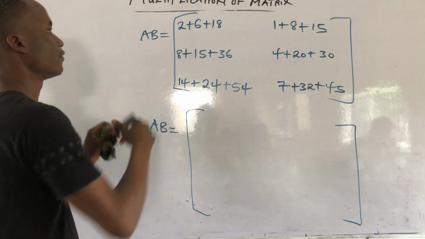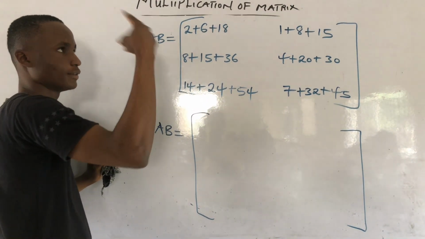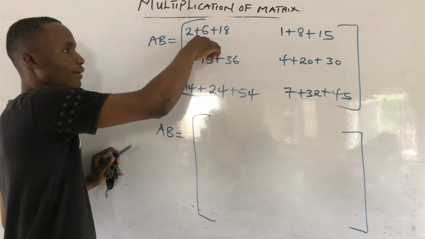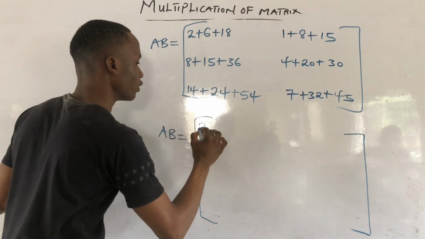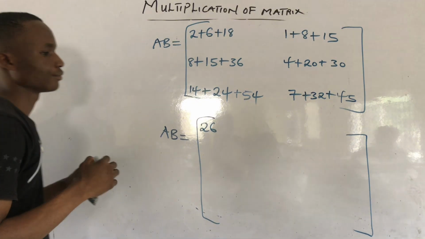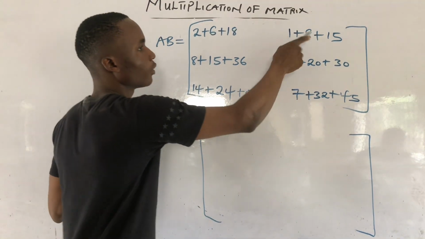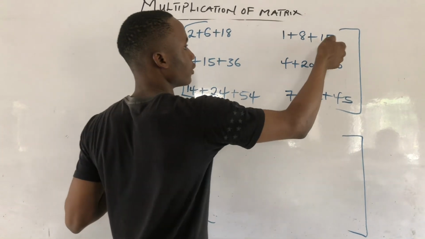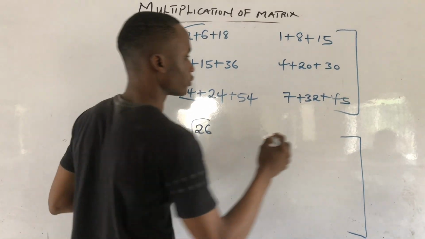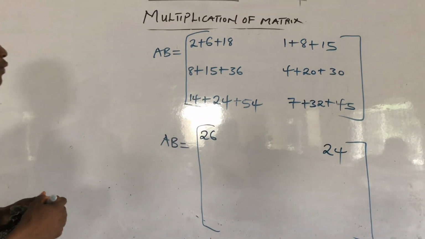So we have 2 plus 6, so we have 6, 7, 8, which is 8. Now we have 8 plus 18, which will give us 26, okay? Good, so let's go back to this one. So we have 1 plus 8 is 9, right? Now 9 plus 15 is going to give us what? 24.